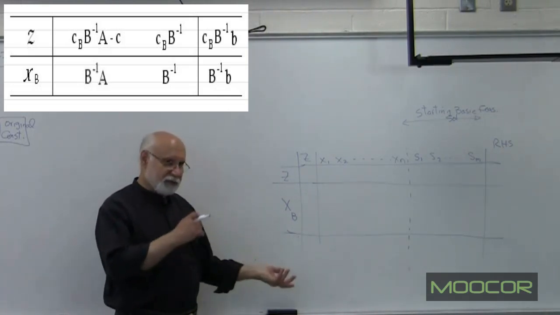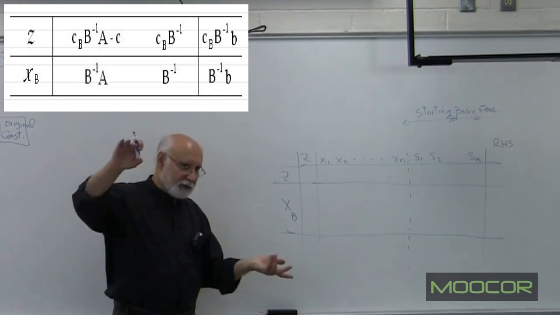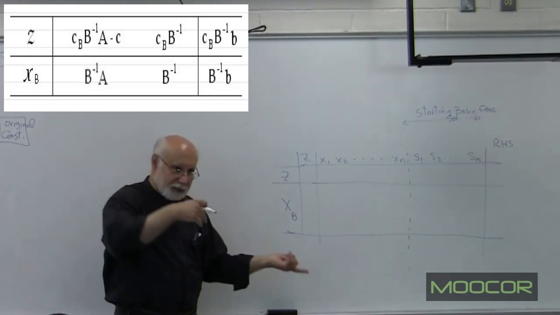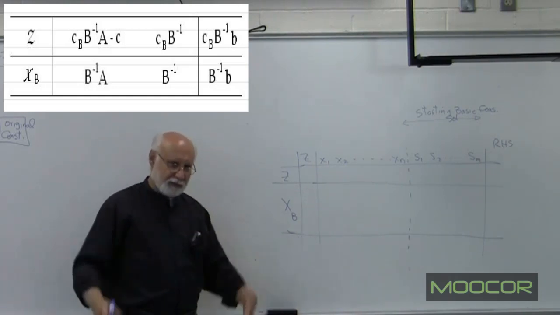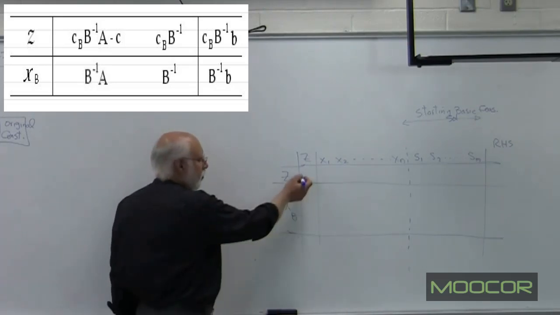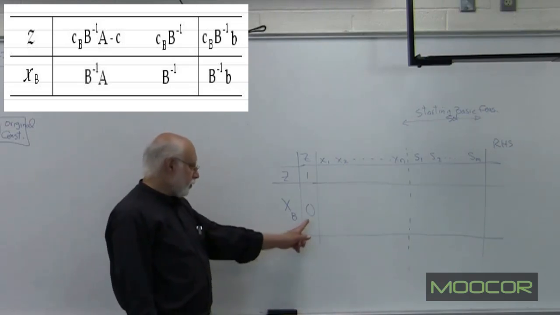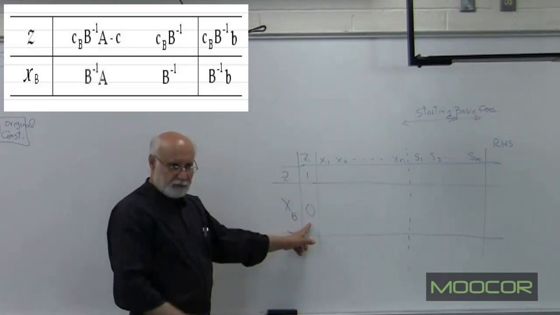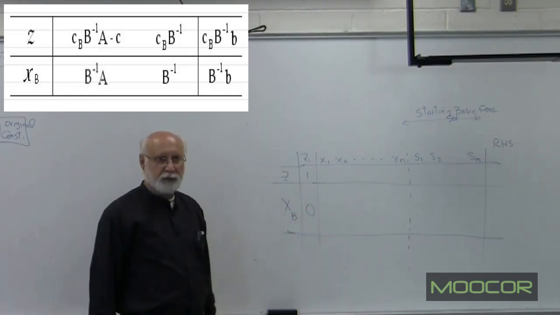When it changes, when I go to the next tableau, one of them comes out and something else comes in. Then my XB is going to be different. This is always 1 and 0. And of course, you know that this 0 is a vector. So 0, 0, 0, 0, and so on.